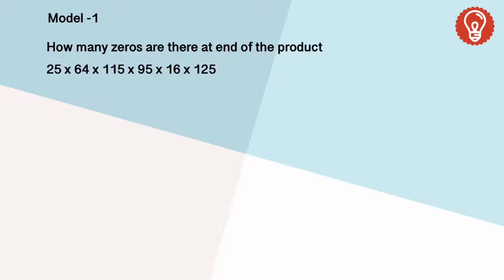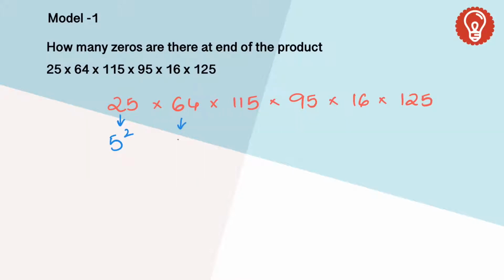So let's get into questions. There are two models. We'll discuss model 1 first. Now let's say they give you a very big figure and ask you to find the number of zeros. Like I said, focus on the number of 5s and 2s. Let's factorize this. 25 can be written as 5 square. 64 is 2 power 6.